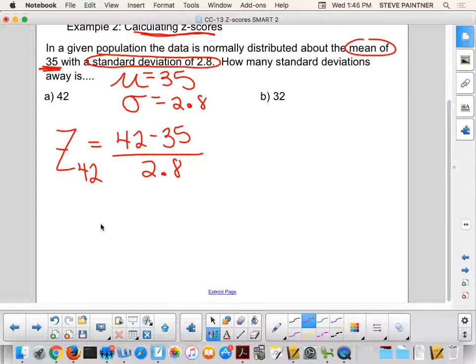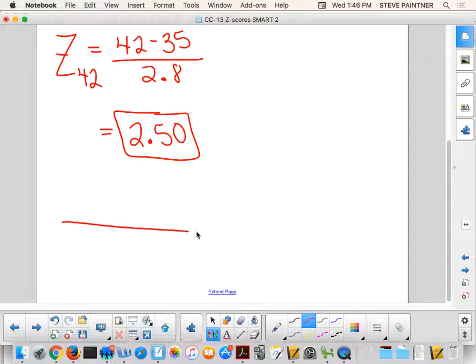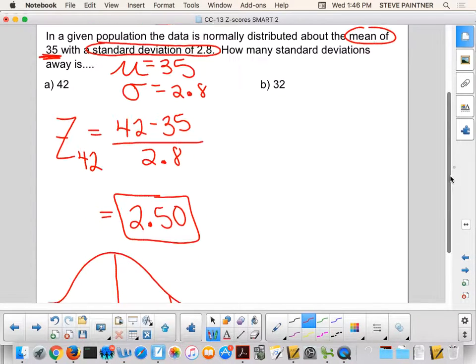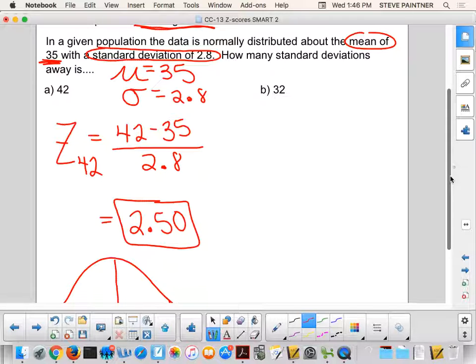Crunch it. To the nearest hundredth, what's the answer? 2.5. Okay, I heard you say 2.5. Give me one more number after that. It's just 0. So your z-score is 2.5. Is that a high percentile or low? Guys, where does 2.5 fall on the bell curve? Z-score is 0 right here. High. You're way out here at 2.5. You scored a lot better than a lot of people. Okay, go. Do 32. Do 32 instead.